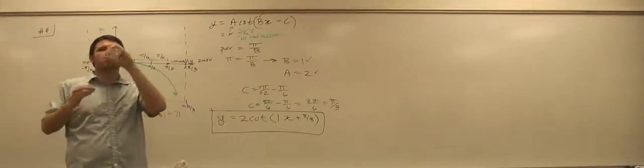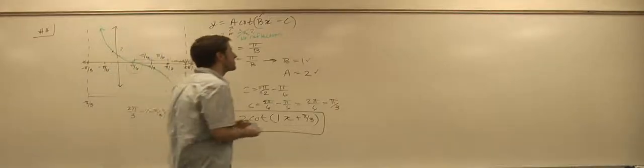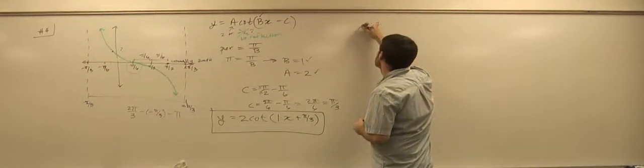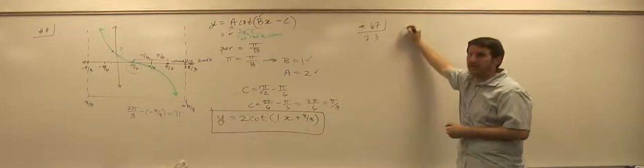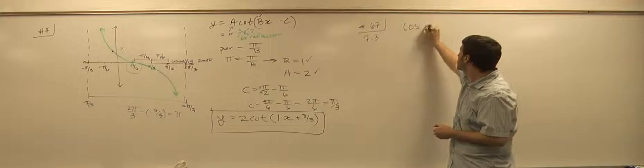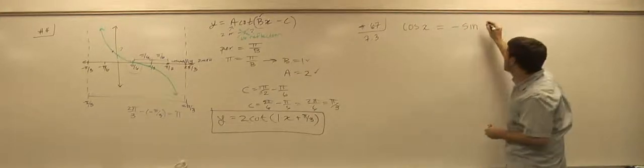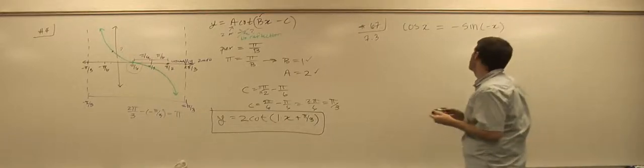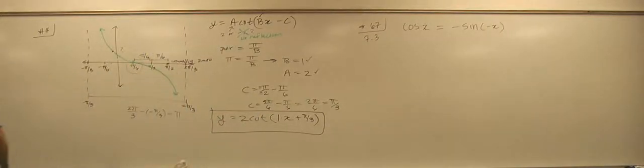67, Section 7.3. Okay, the equations. We might not have gotten this, but let me hear it. So I don't know. Cosine x equals negative sine negative x.